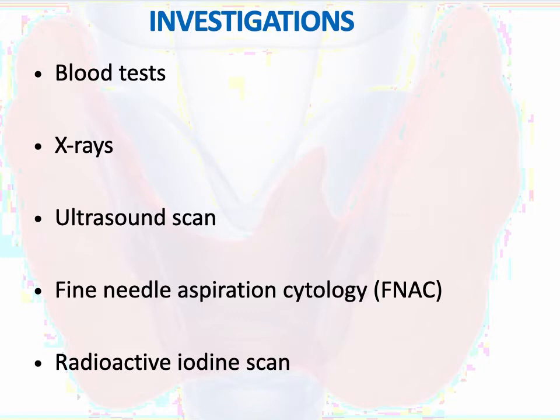You just put a small needle inside and you take an aspirate. Then you don't take the needle outside the skin. You just move it inside 6 times at least, and then you aspirate in different positions. Then you take it out and push it over the slides and air dry them, and then you send it to the laboratory to see what kind of cells are there. This is FNAC. Then radioactive iodine scan.